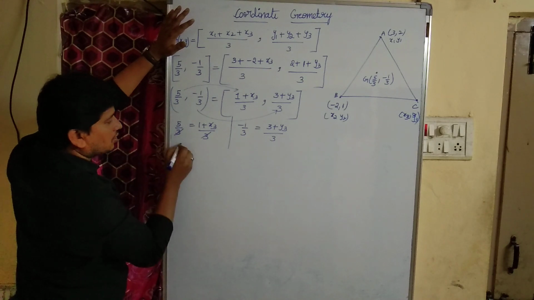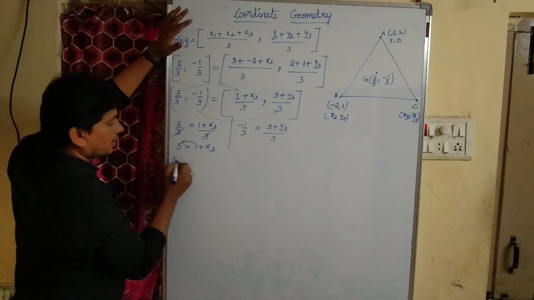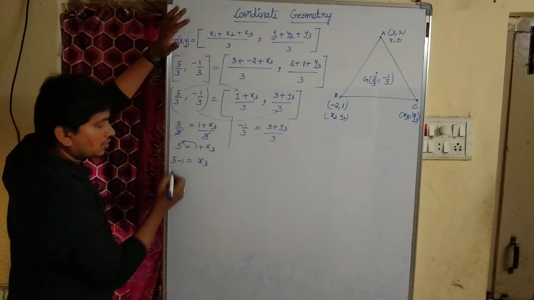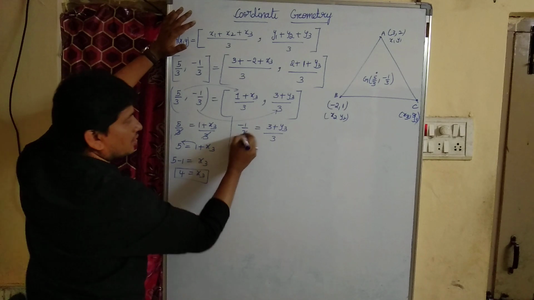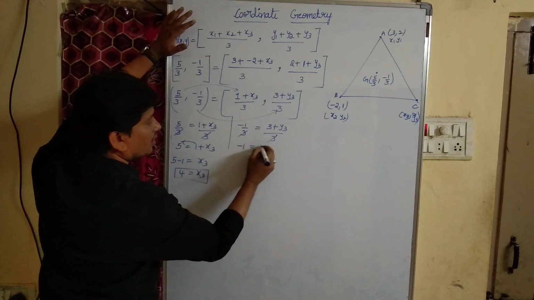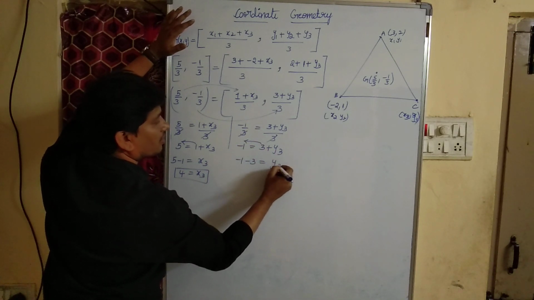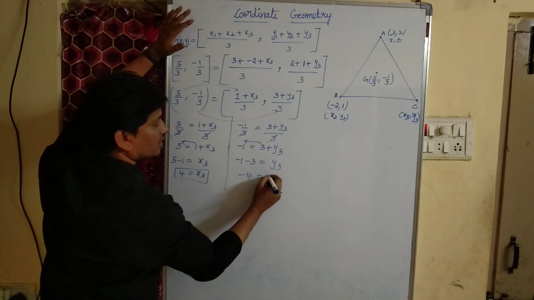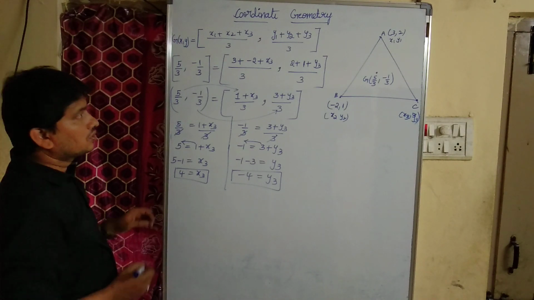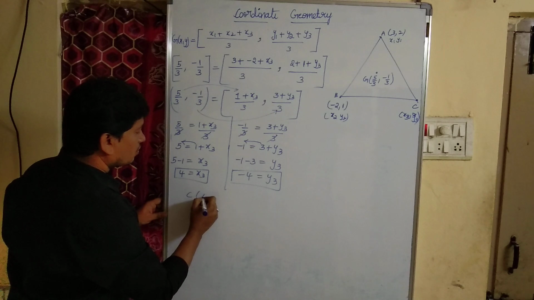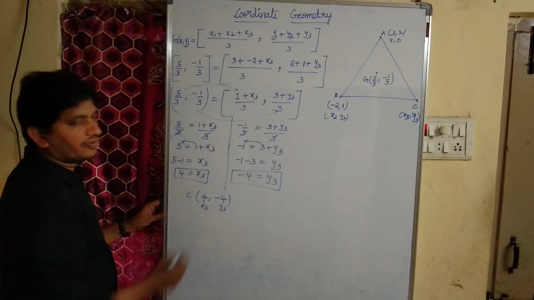3 gets cancelled. So 5 equals 1 plus x3; you transpose 1, that is 5 minus 1 equals x3. So 5 minus 1 is 4, so the value of x3 is 4. 3 gets cancelled. Minus 1 equals 3 plus y3; you transpose 3, which becomes minus 3, right? Minus 1 minus 3 is equal to minus 4. So the value of y3 is minus 4. So what are the vertices of C? That is 4 comma minus 4. This is our x3 value and this is our y3 value.